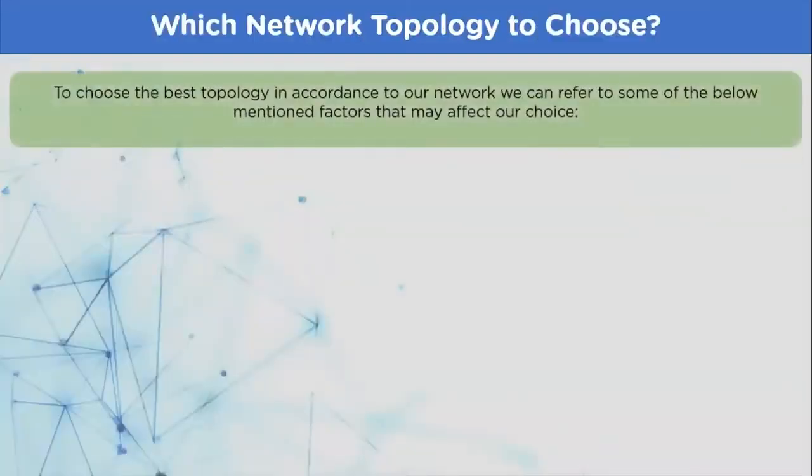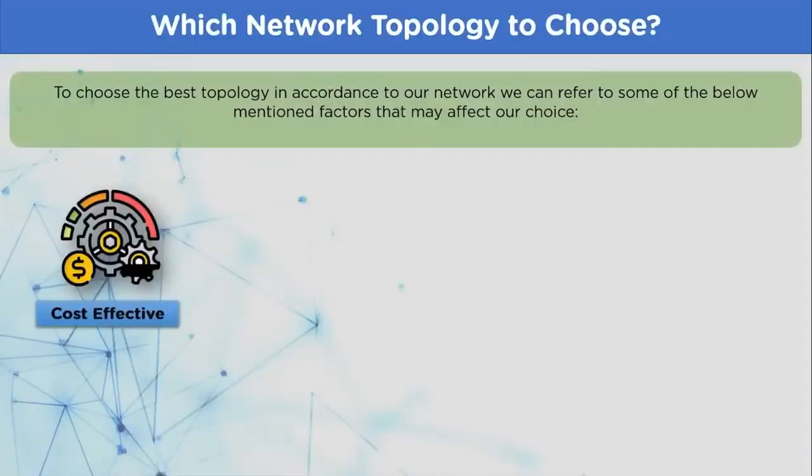Now, let's take a look at how to choose the best topology for a network configuration. First up, cost. The installation cost is one of the biggest factors that affects the type of topology configuration we choose for our network, as the cost of installing cables, routers, switches, and other network connections is high.